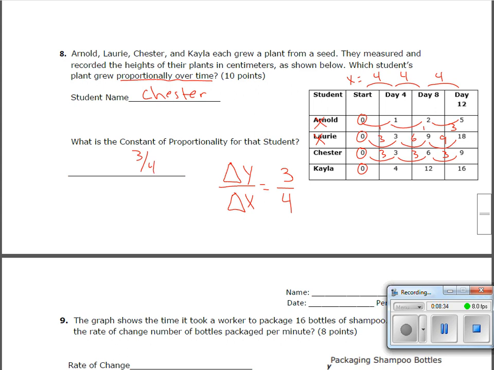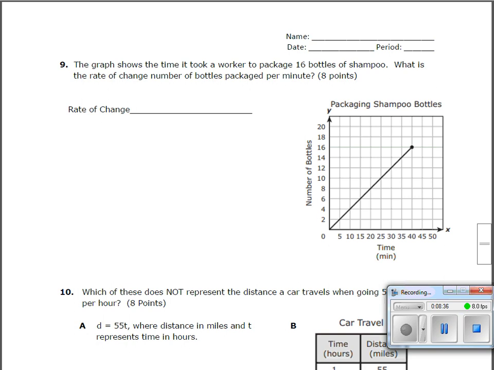Number 9, the graph shows the time it took a worker to package 16 bottles of shampoo. What is the rate of change? What is the change of y over the change of x? Well, the rate of change is the rise over the run. How much did I rise up, and how much did I run over? So I would say that this is 2 fifths, or 0.4.